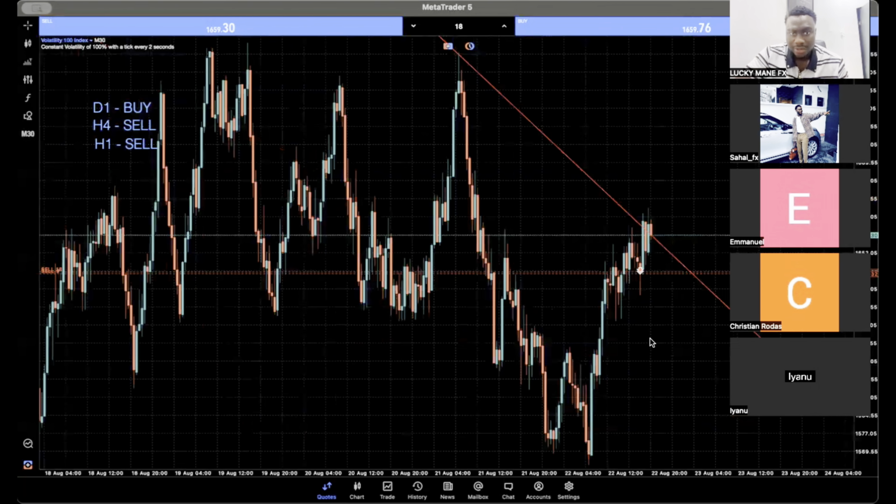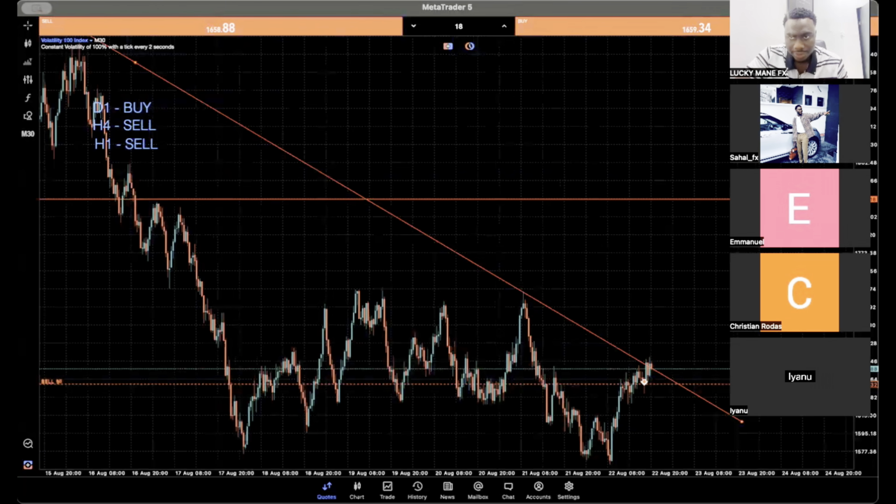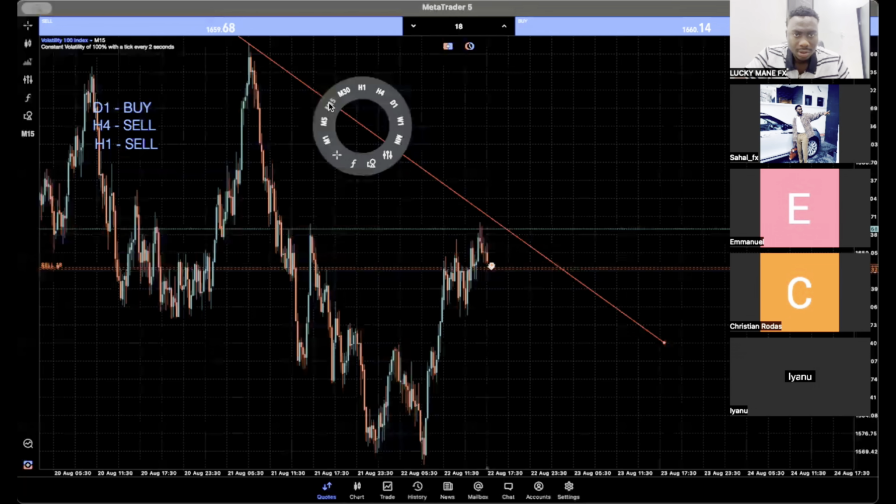I should go to M30, right? No, let's go to the lower time frame, M15 actually. Because we found our action trend line, we move to the lower time frame. Exactly. Once you find the action trend line, immediately you go to the lower time frame to pick your confirmation, because you're trying to confirm the action, right? Yes. Perfect. So let's go to 15 minutes.